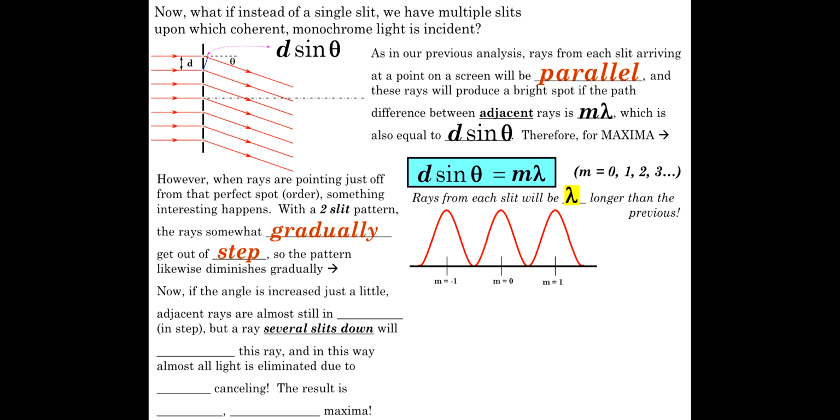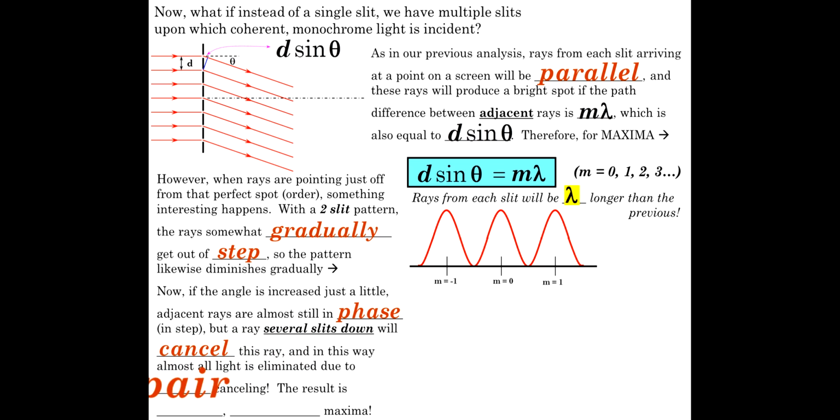So for the ray down here, the path length is, I probably shouldn't have shown it going over here, parallel to that blue ray I'm drawing here with my cursor. And so that path length would be really big. In other words, with a very small change in angle, you can still get constructive or destructive interference happening way down here somewhere. That's the point. So if it's increased a little, the adjacent rays are almost still in phase, but some slits down, a ray that's several slits down will cancel that ray.